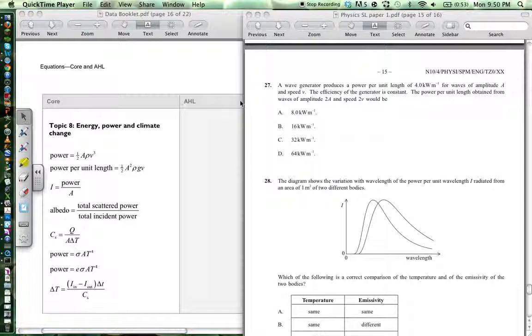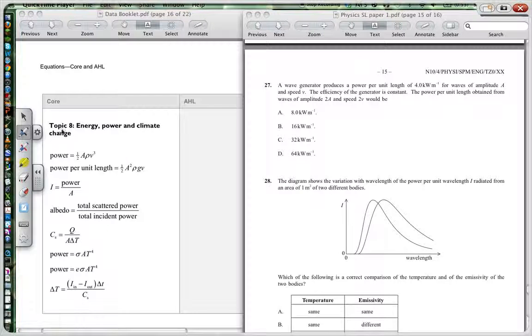We are now moving into our energy, power, and climate change questions, and so we're going to be using these formulas over here. It's really important that you take time to learn what each of these symbols are. I'm not going to go through this in detail now, just use one or two of them, but you've got to really know what each of these symbols are and what they all stand for.